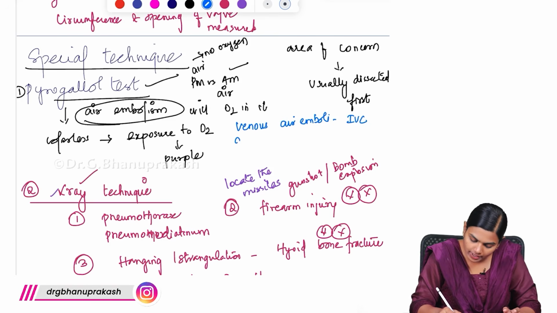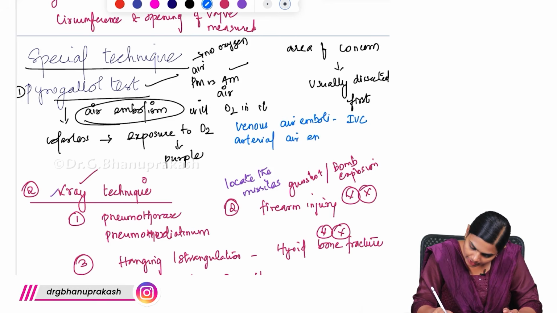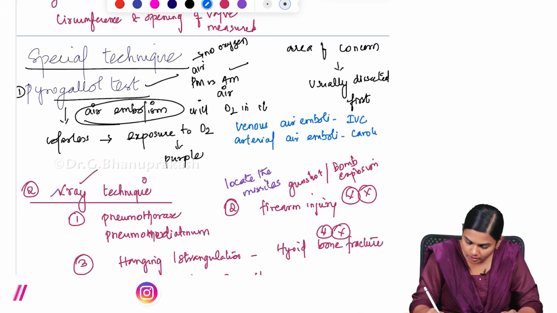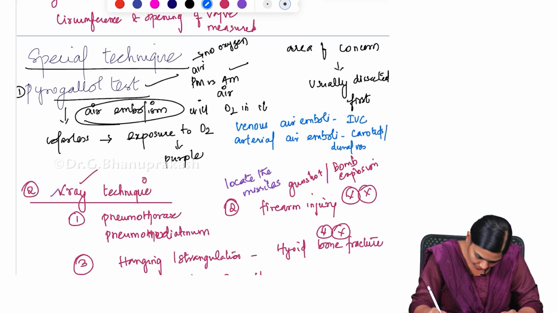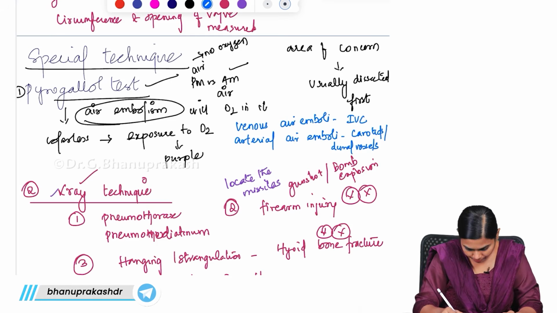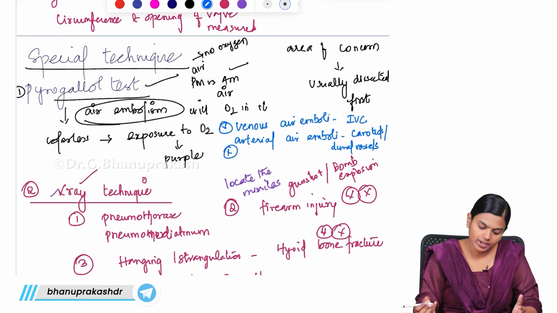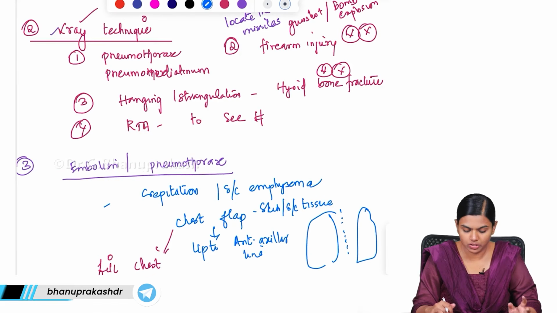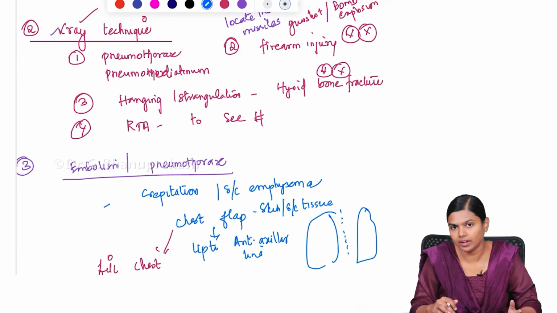And if you are expecting arterial air emboli, you have to look in the carotids and in the dural vessels. There you could see clear bubbles. Okay, so this is where you usually look for air emboli. So, this is how the special techniques are usually done in the autopsy.